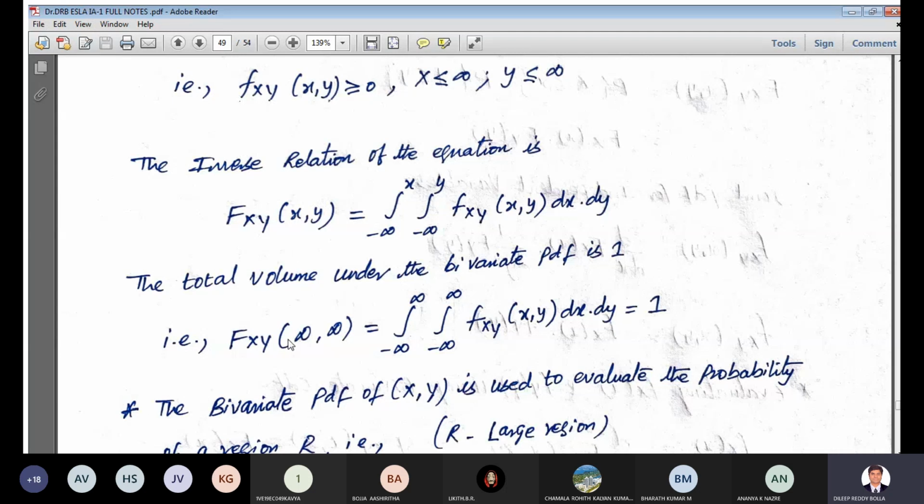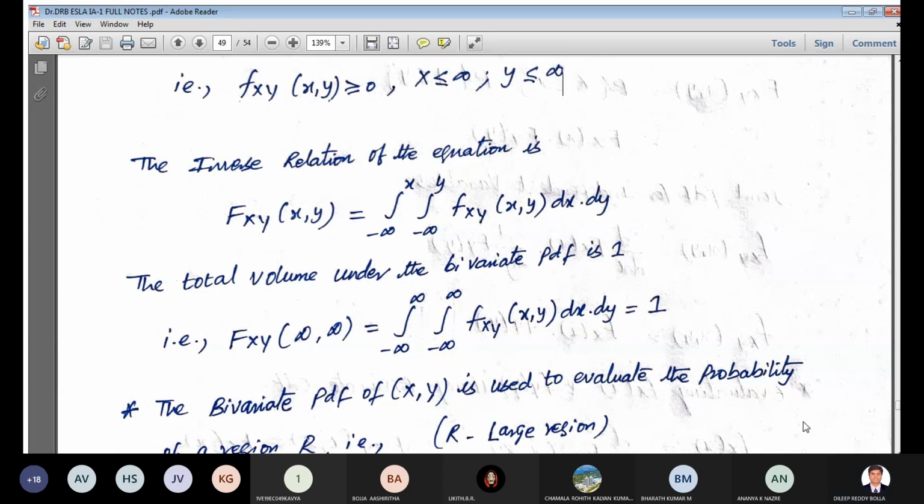Replace x and y by infinity and infinity. So the limits will change here. Instead of x, infinity will come. Instead of y, infinity will come. And then the rest of the values will remain the same. So that's how we can find the total volume, and also you can find the inverse of this relation.